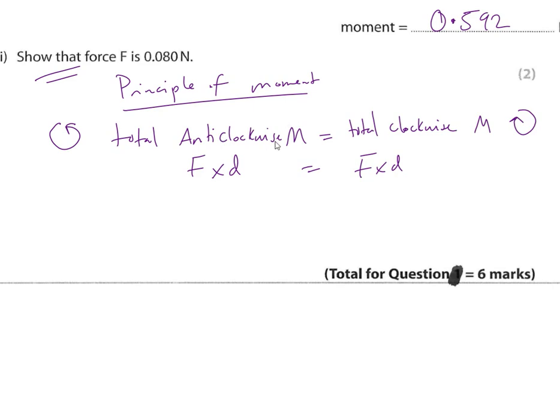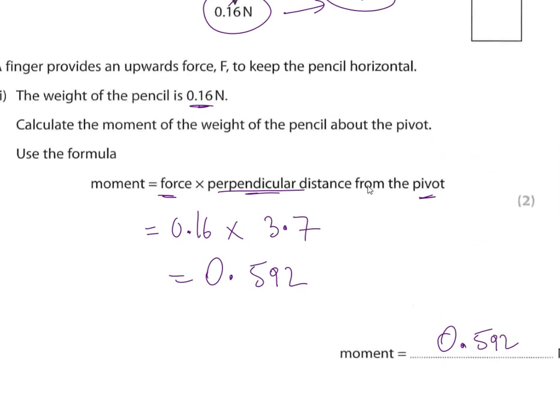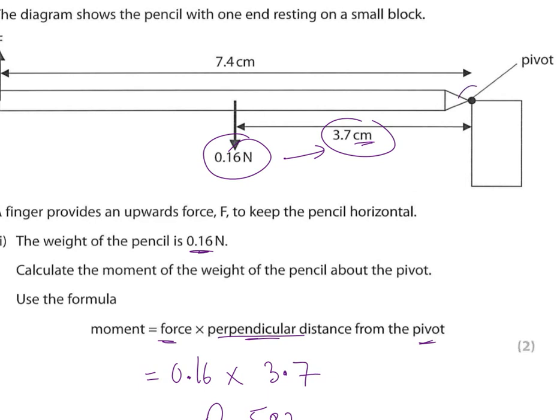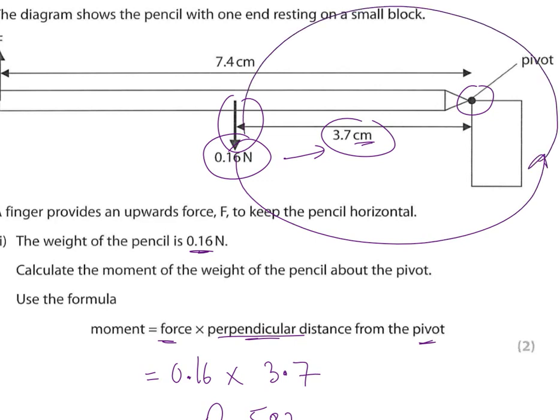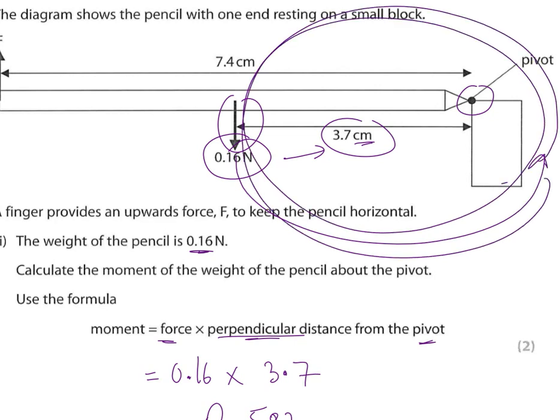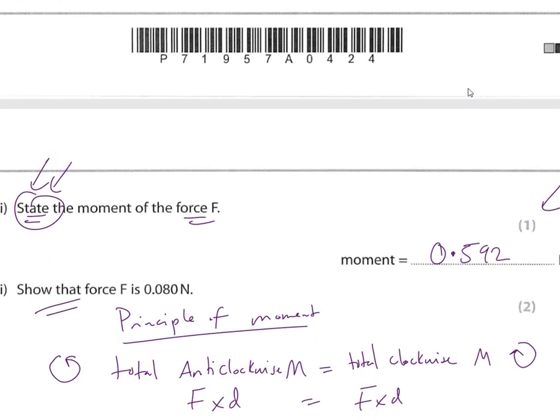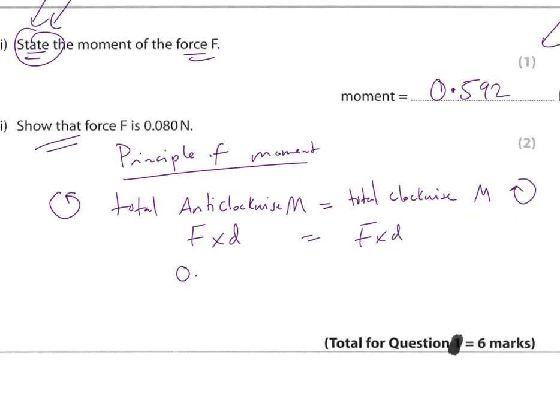Now, let's identify which F is clockwise and anti-clockwise. Okay, let's take a look. So we've got the pivot here, so everything's going to turn around the pivot. Now, this force here is going to go down, like this. So therefore, this here, 0.16, is anti-clockwise, so therefore it's going to be 0.16 times 3.7 equal to, now which one is the clockwise?